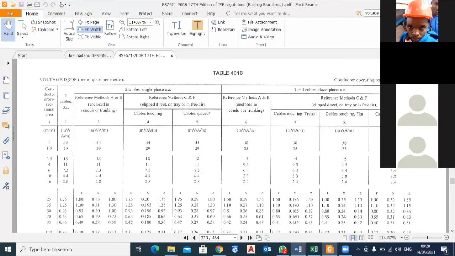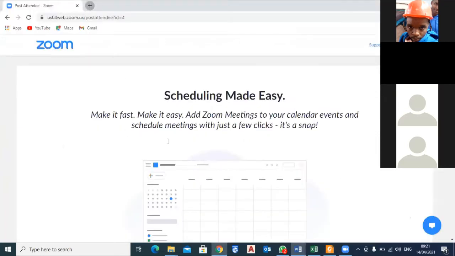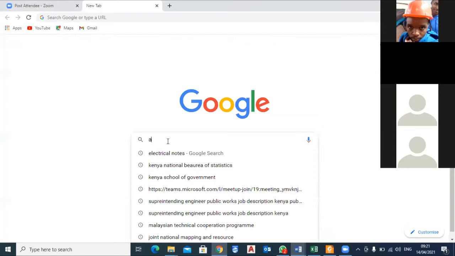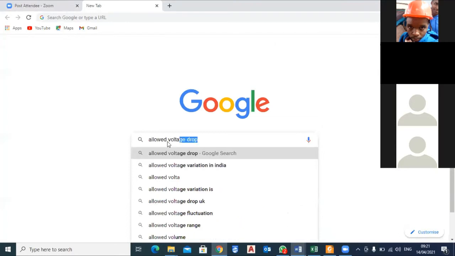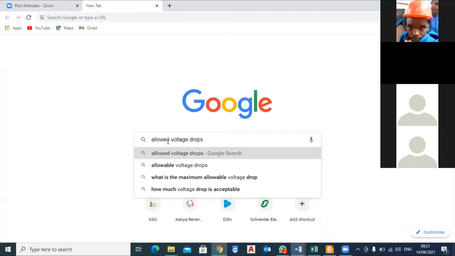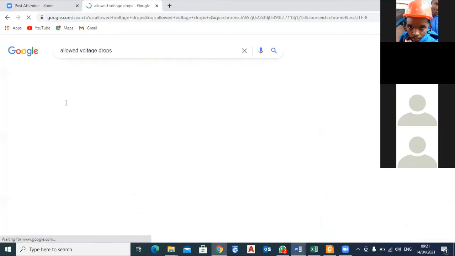And in a single phase system, we normally have a voltage drop of 4%. So what is 4% of 240? The maximum allowable voltage drop is 4%. What is 4% of 240? 9.6. Yeah.